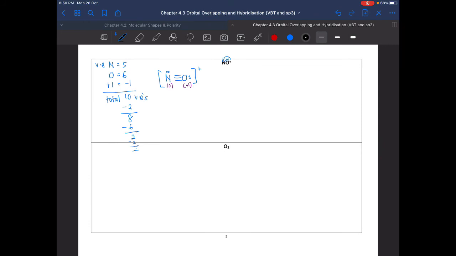Okay, so for nitrogen, the valence electronic configuration, since nitrogen is in period 2 and there are 5 valence electrons, so 2s and 2p, so 1, 2, 3, 4, 5. For oxygen, ada 6 valence electron and is in period 2 juga, so 2s and 2p, so 1, 2, 3, 4, 5, 6. But this one is O plus. O plus means kita kena remove 1 electron from the outermost shell. So maksudnya hilang satu. And then this one jadi O plus.